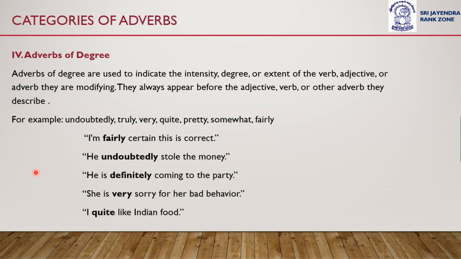So I am fairly certain this is correct. Fairly is an adverb of degree in this sentence. He undoubtedly stole the money. Undoubtedly is an adverb of degree. He is definitely coming to the party. She is very sorry for her bad behavior. I quite like Indian food. All these are adverbs of degree. Okay? They indicate the intensity.